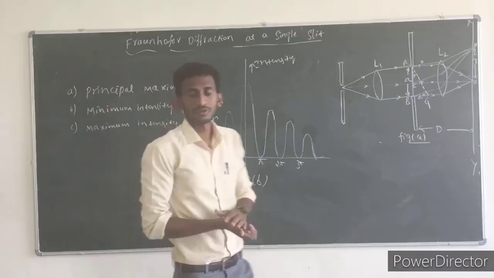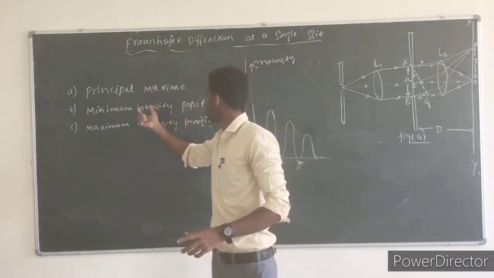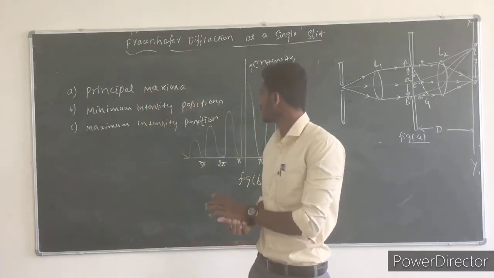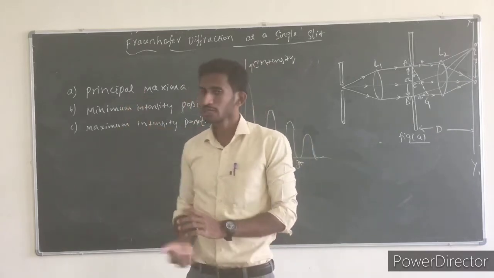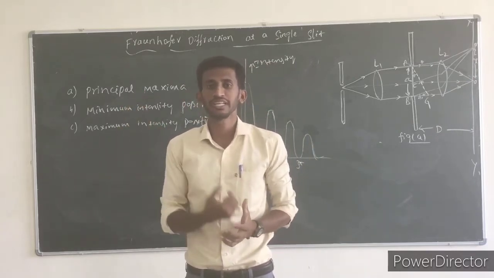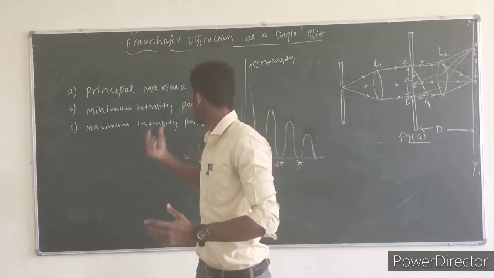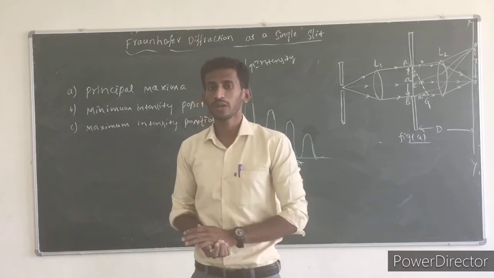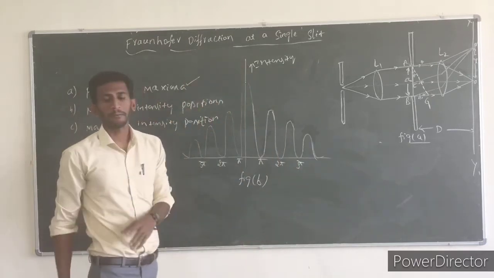We need this. So next we will discuss the principal maximum, minimum intensity position and maximum intensity position. It means when we will get the principal maxima, and when we will get the minimum intensity positions. We will go one by one. The first one is principal maxima.